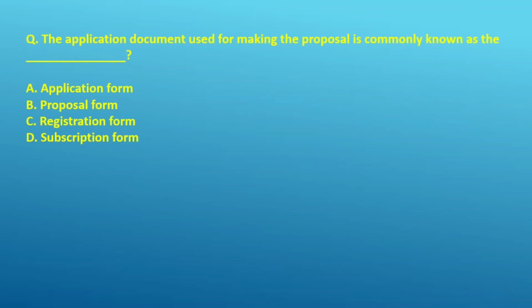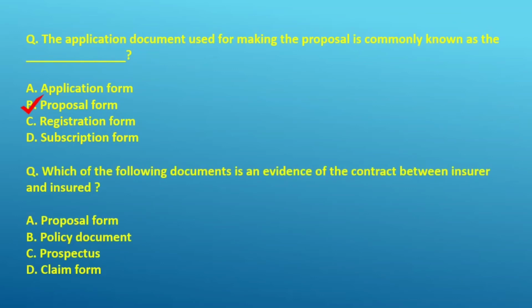The application document used for making the proposal is commonly known as the dash. Correct answer is B, proposal form. Next is which of the following documents is an evidence of the contract between insurer and insured? Correct answer is policy document. Policy document is the only evidence that will prove that the contract was done between insurer and insured.